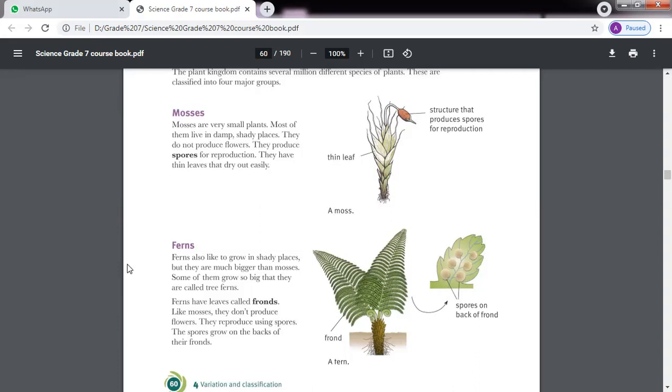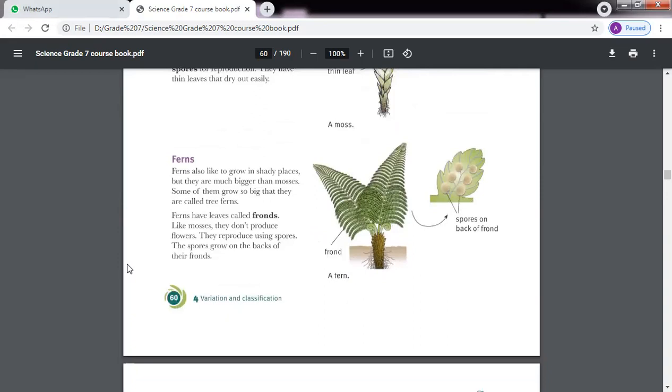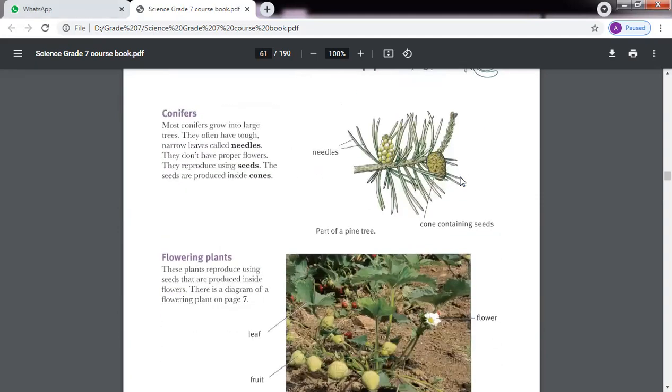Number two, ferns. And in the fern, here you can see, this is the front side and this is the back side. On the back side they have spores, and spores help the plant to reproduce. Okay, this is number two. Number three, conifers.